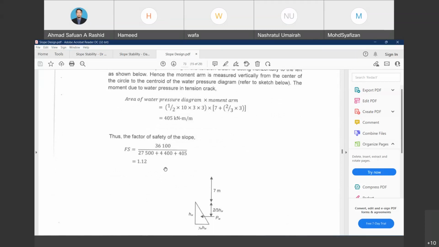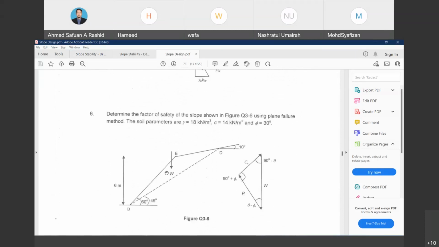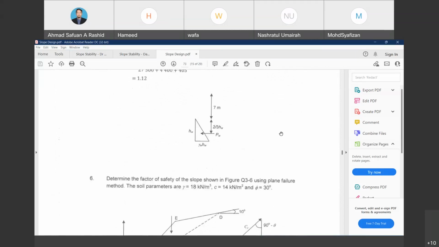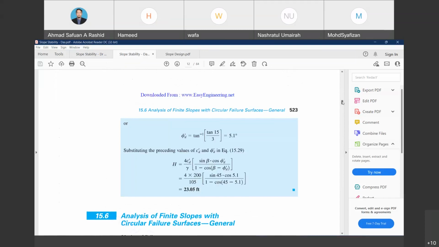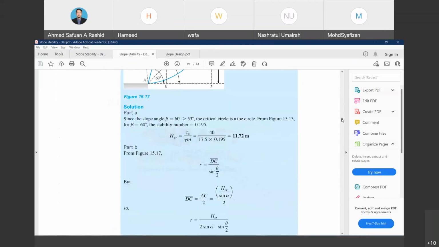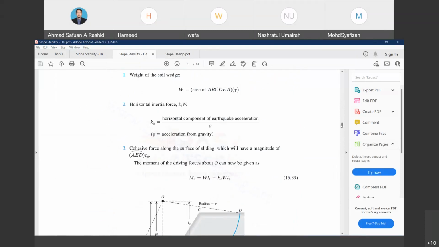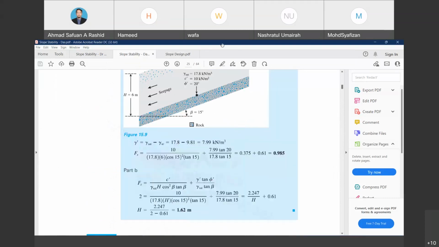It is still greater than 1, but less than 1.5. So that is the summary of the examples in Dr. Kamarudin's reference book. I will not go through the DAS example, because it is not stated in terms of total stress. So any questions?